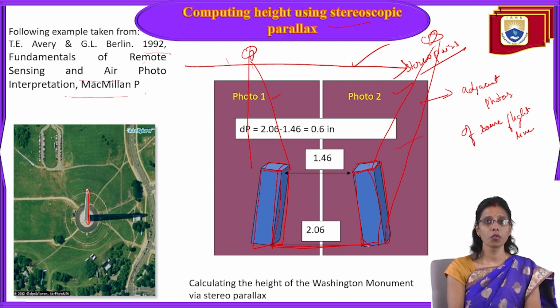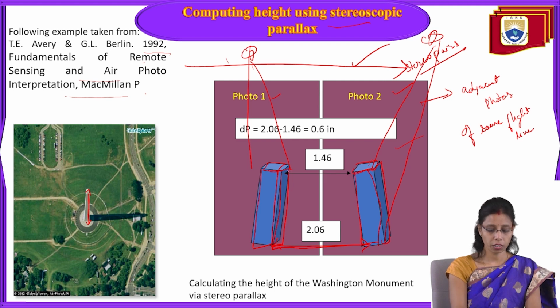Photo number 1 to photo number 2, that is 2.06 inches. So why is it in inches? Because we generally use the hard copy of the aerial photograph to measure. If you have a hard copy of the aerial photograph, we just take the help of a scale and then measure the base. That base will generally be in inches or mm. So that is 2.06 inches.